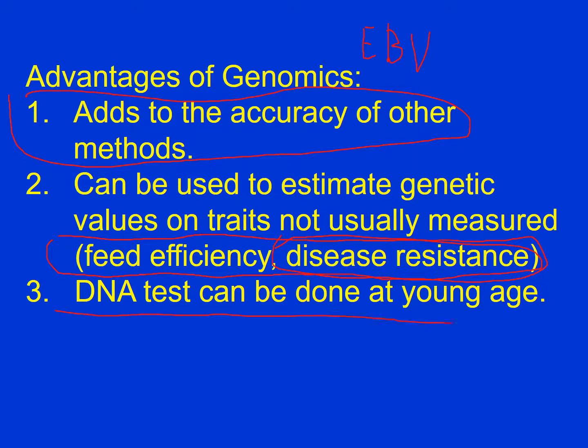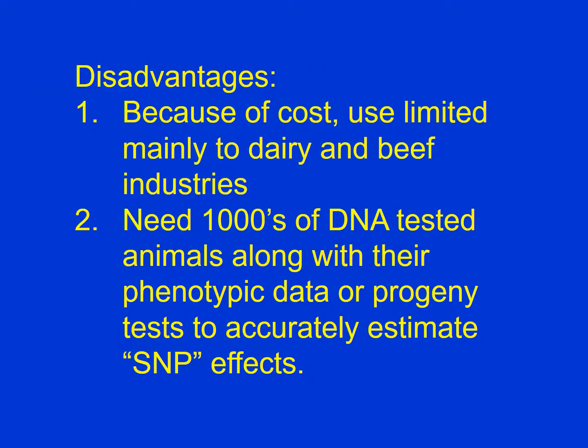DNA tests can be done at a young age. In fact, they can take cells from embryos and do a DNA test on them. So, a lot of advantages here: enhanced accuracy, done at a young age, etc. Well, there are some disadvantages. It's a little bit costly, and on average, a DNA test costs about $40 per animal.